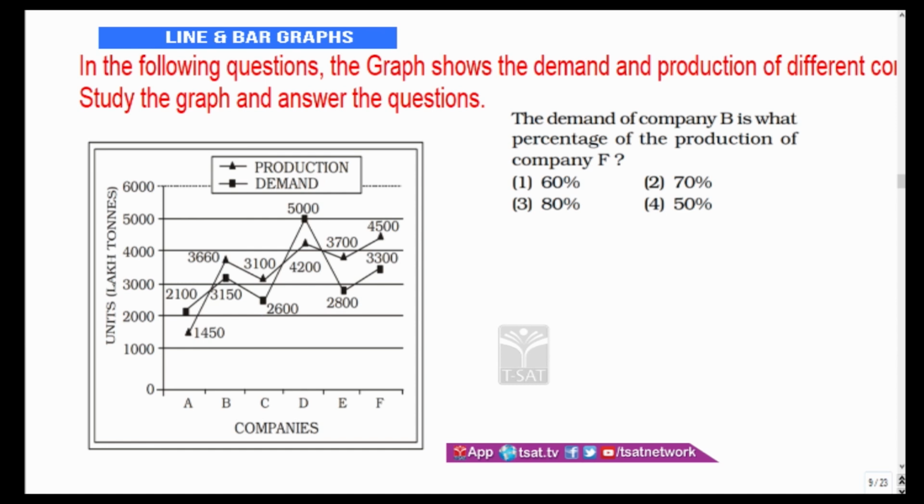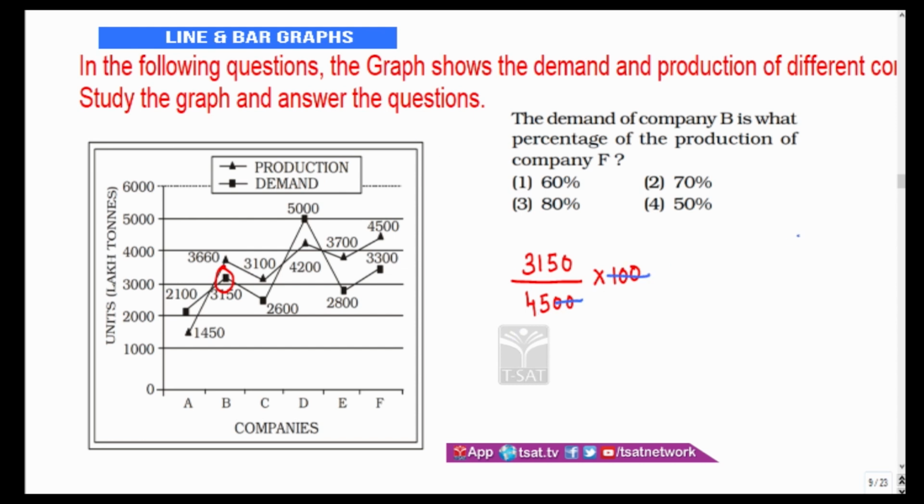The demand of company B is what percentage of the production of company F? First, the demand of company B. Look at the demand of company B. Demand is a square shape, that is 3150. Is what percent of the production? Production is a triangular symbol here. Production of company F is 4500. Two zeros cancel anyway.